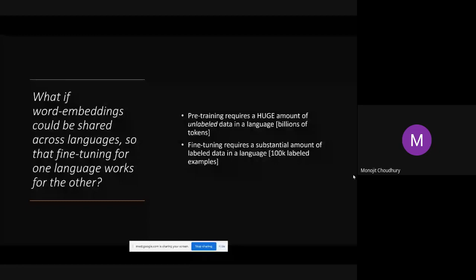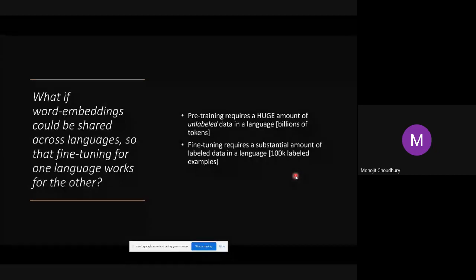So like we said, pre-training requires huge amounts of unlabeled data in a language. The more the amount of data, the better the language model or the embeddings that are learned. And fine-tuning requires a substantial amount of labeled data. It's not huge, but still substantial, in a particular language. So typically 100,000 labeled examples. And we all know that labeled data is more difficult and more expensive to collect.